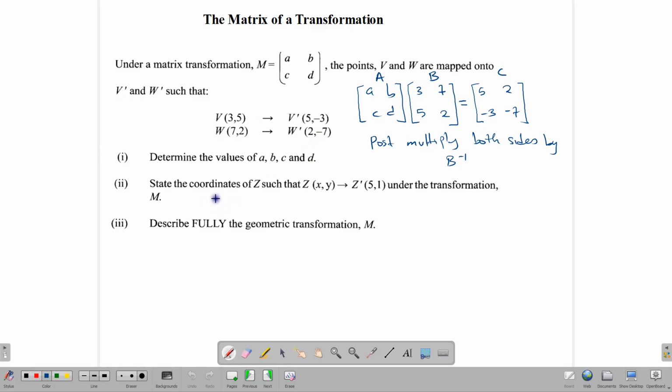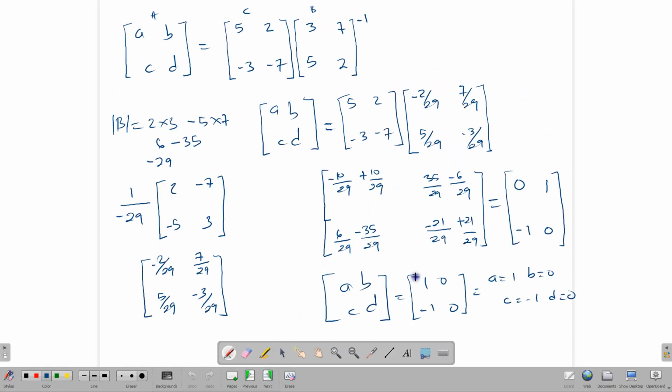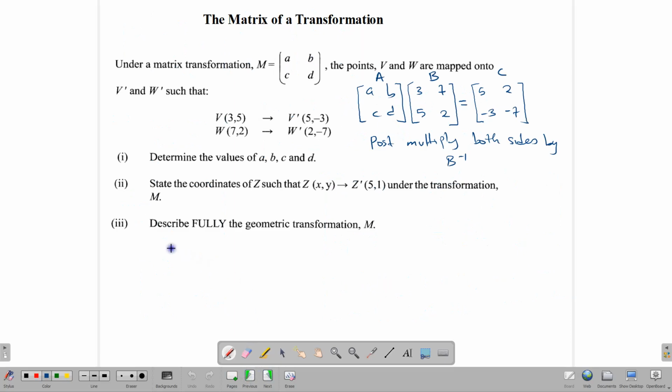So if we want to state the coordinates of Z using that, we could take that matrix that we have, and the matrix that we just found was 0, 1, negative 1, 0. So you can do that, answering part 2 here: 0, 1, negative 1, 0, and you can multiply it by your xy, and that would give you this point. But since you don't have this point, we have to work it backwards.